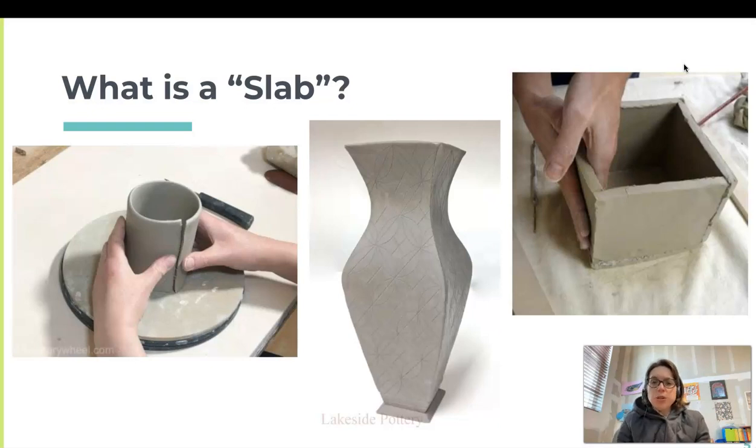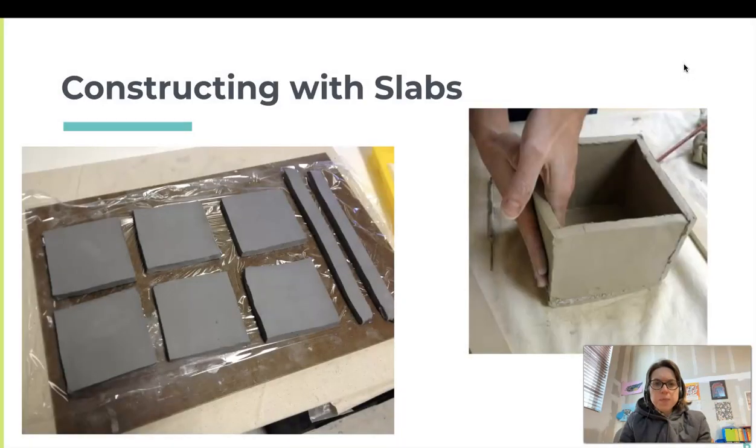You can use it to construct boxes and vases, cylinders, cubes, anything that you really need a geometric form. If you want to create organic forms, those are better using pinch and coils. And often when we're constructing with slabs, we cut out all of our pieces and then we construct something using those slabs.